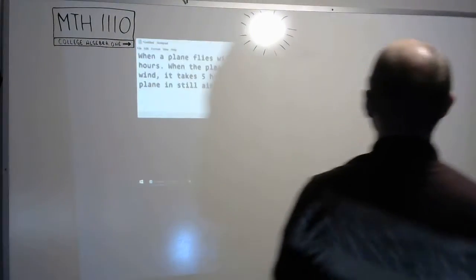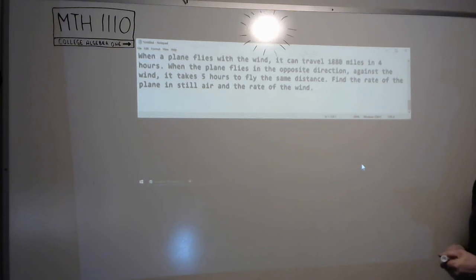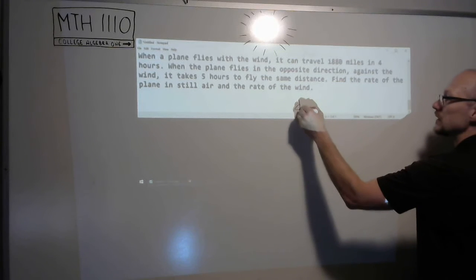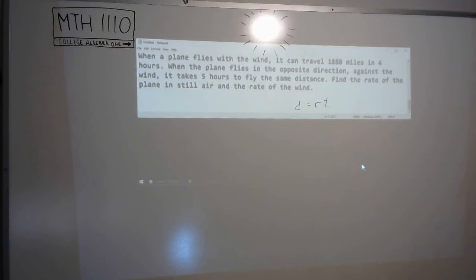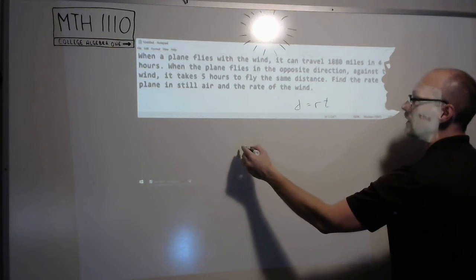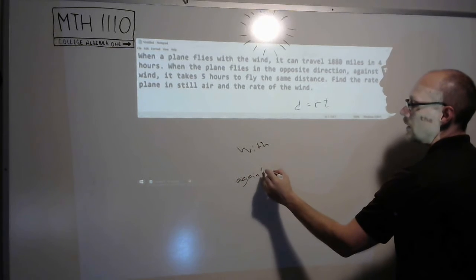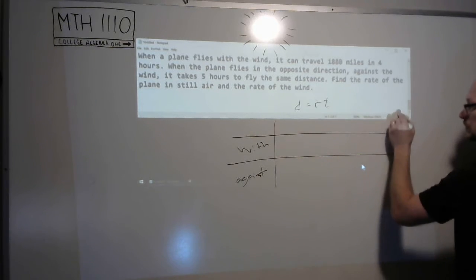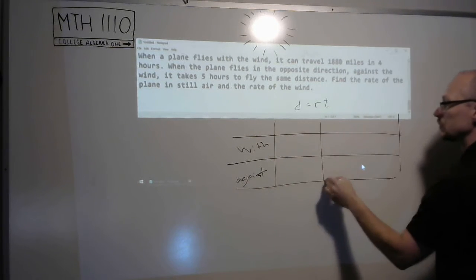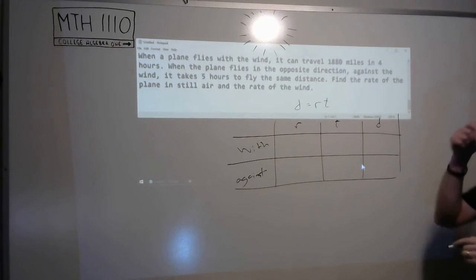When a plane flies with the wind, it can travel 1,800 miles in 4 hours. When the plane flies in the opposite direction against the wind, it takes 5 hours to fly the same distance. This is a distance equals rate times time question. Distance equals rate times time. So we make a little T-chart here with, against. Rate, time, distance.